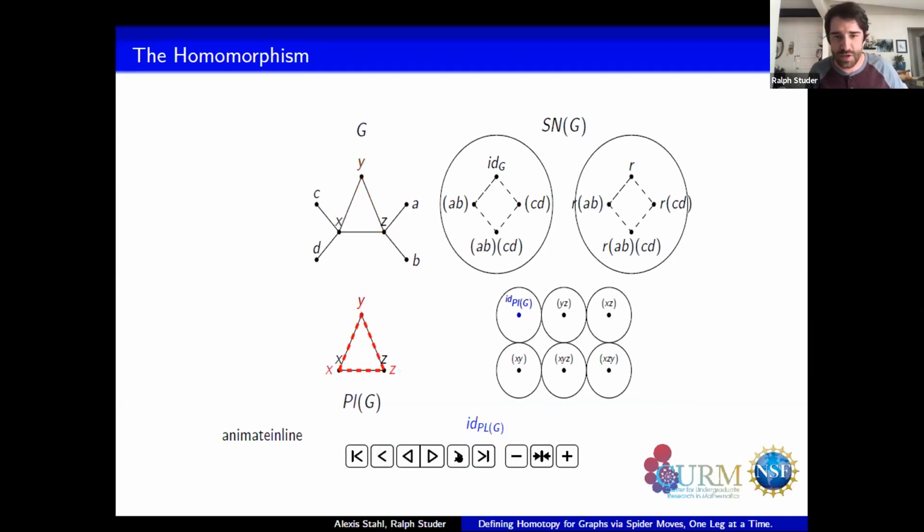So by definition, this is our psi gamma. And this shows that psi gamma of AB composed with the reflection is equal to XZ in the spider nest of pleat G.